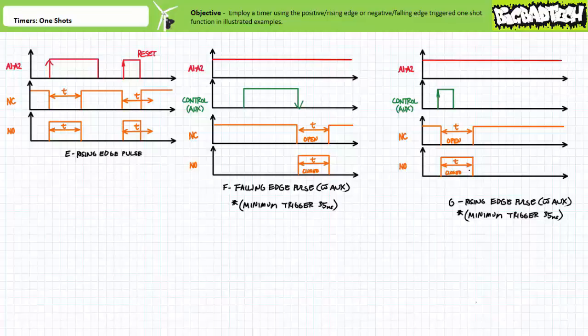To set this particular multifunction timer to perform the falling edge pulse with auxiliary voltage for a period of 5 seconds, a technician would rotate the function selector to function F, the falling edge pulse function with auxiliary voltage. Then a technician would choose an appropriate delay of 5 seconds using the previous steps.